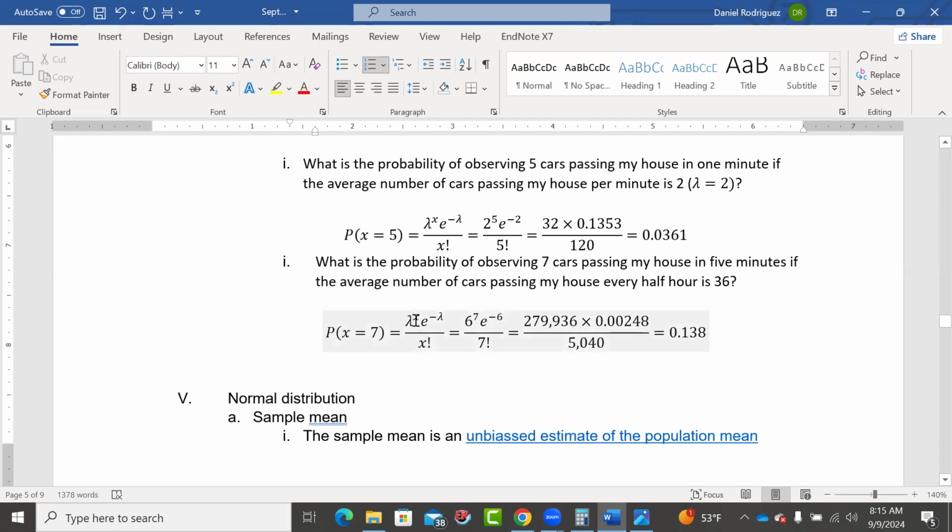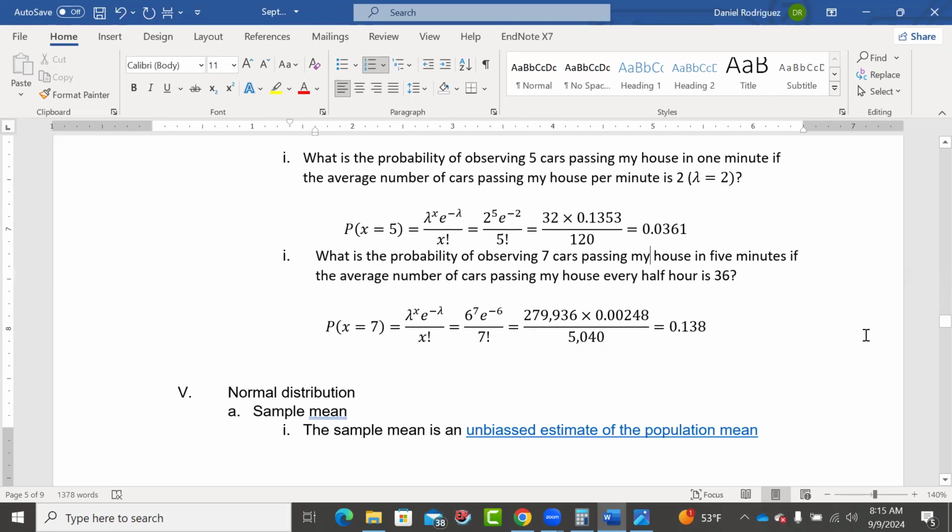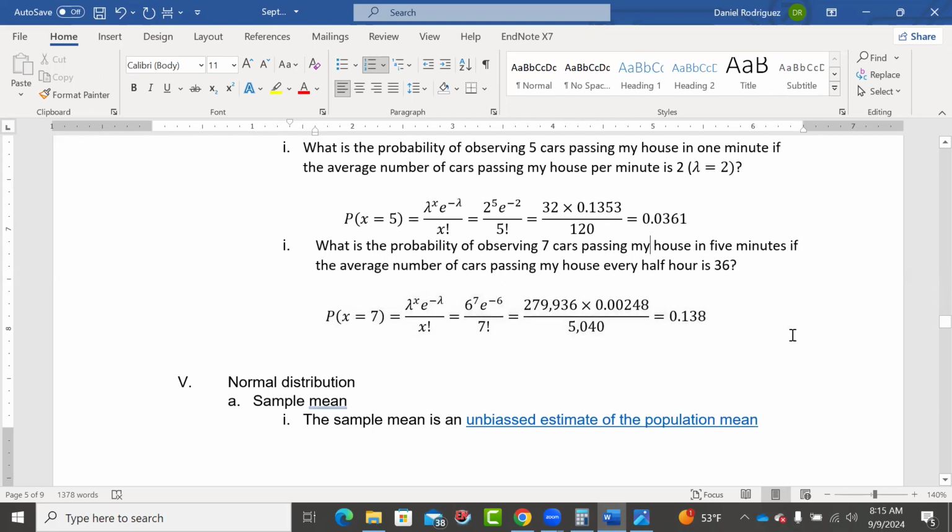I did lambda to the x, and x is 7 here. Lambda to the x, so 6 to the 7, e to the minus 6, over 7 factorial. I get 0.138, or there's a 13.8% chance that I'd have 7 cars passing my house every 5 minutes. So just be careful of stuff like that.